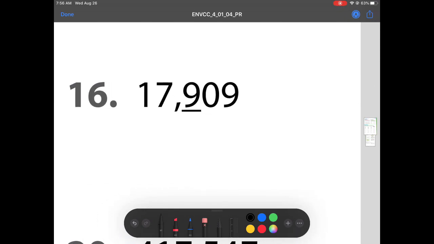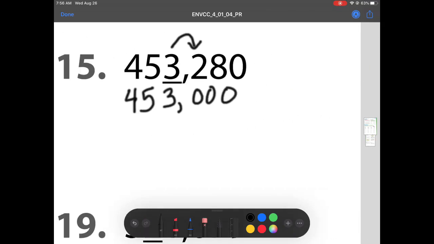Number 16. Look to the right. 4 or less, we let it rest. Look to the right, put zeros in sight. Everything to the left stays the same.